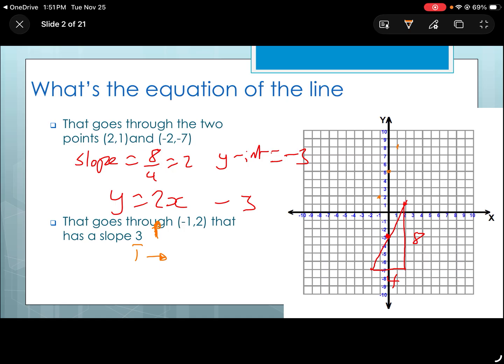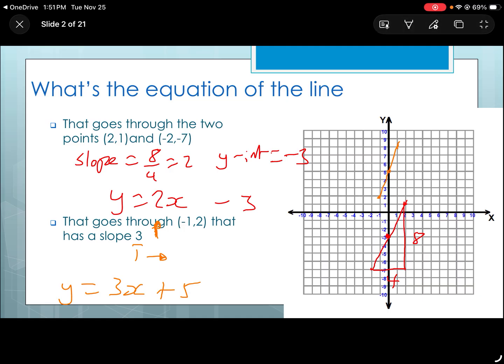And then I go 1 right, 3 up. 1 right, 3 up. And I could keep doing that forever, but I only really do it till I get the y-intercept. So my equation of my line is y equals slope x, 3x, and then my y-intercept's 5, so plus 5. If you got both of those, you're the best in the world. If you didn't, don't worry, I hope I made sense.